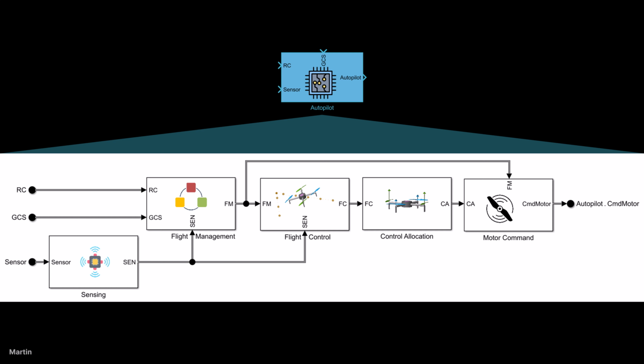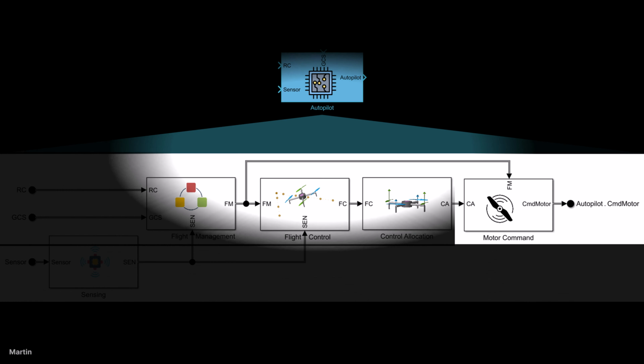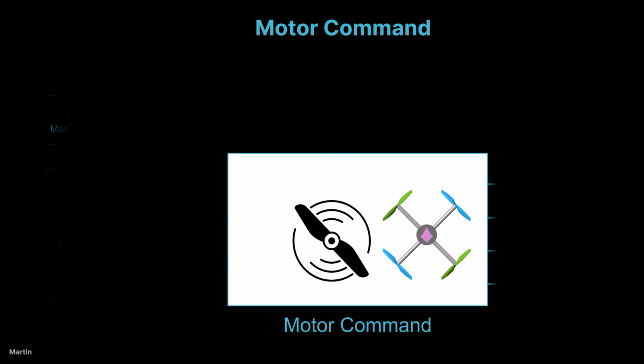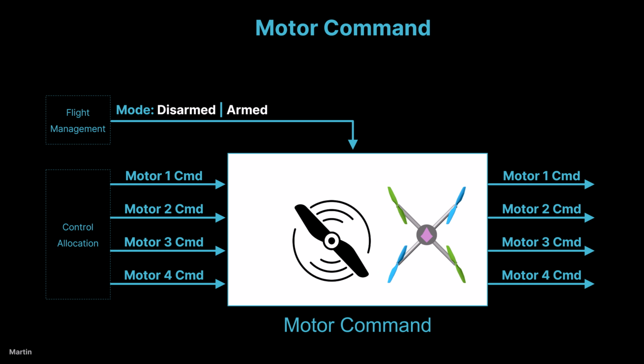Here is the control architecture modeled in Simulink. We'll walk through it step by step. First, let's begin with the motor command subsystem. The motor command subsystem processes motor control signals based on the selected flight mode. It takes 4 motor command inputs, representing desired motor speeds, and determines the corresponding outputs based on the flight mode.